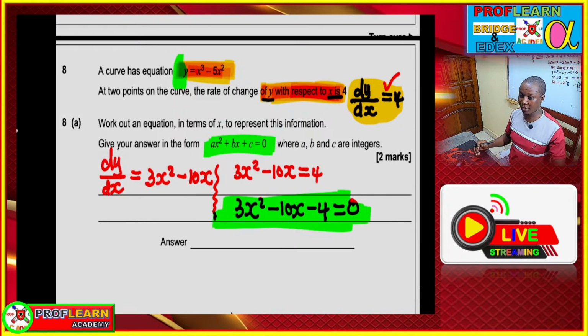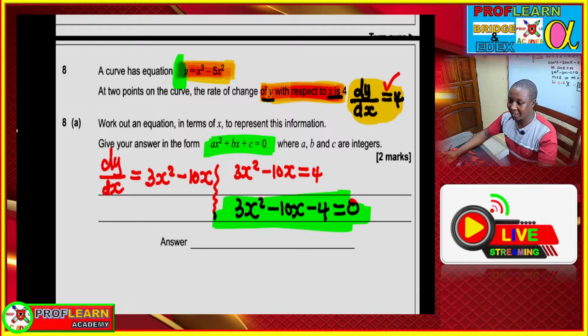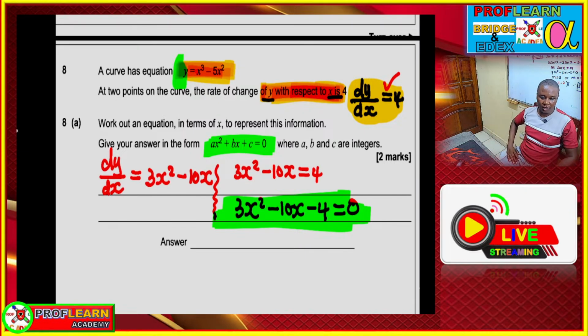I believe we are together up to that point. Unless there's a question, let me read the chat section. No question yet, up to this point. But I believe you are following exactly what you are supposed to do in these particular questions. So basically, that's what we are going to do here in order to earn the marks. So the answer is 3x squared minus 10x minus 4, as expected in that question.